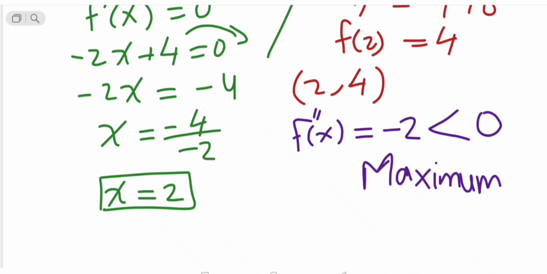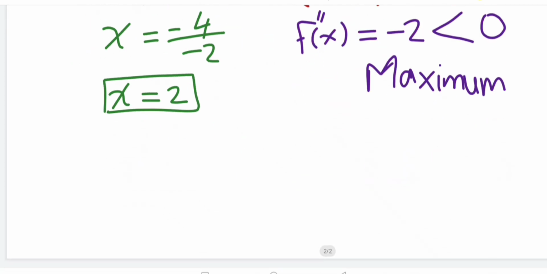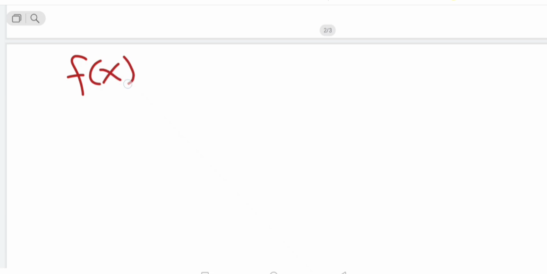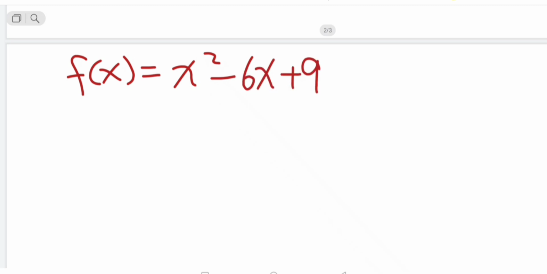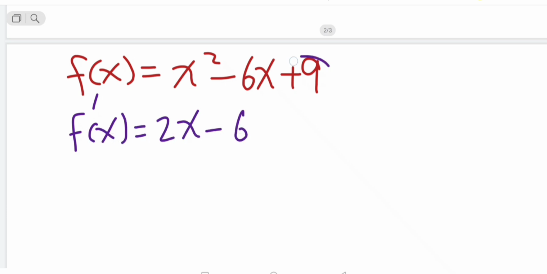Okay, now we will solve one more example. The question is f of x equals x square minus 6x plus 9. We will take the first derivative to find the stationary point. The derivative of x square is 2x, minus 6 because the derivative of x is 1, and 9 is a constant so its derivative is 0. So this is our first derivative.